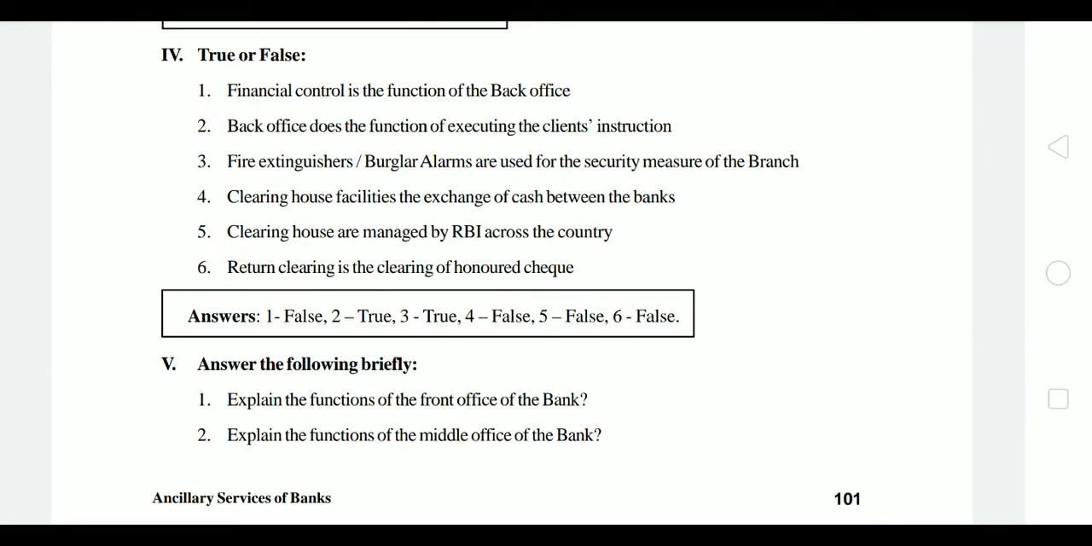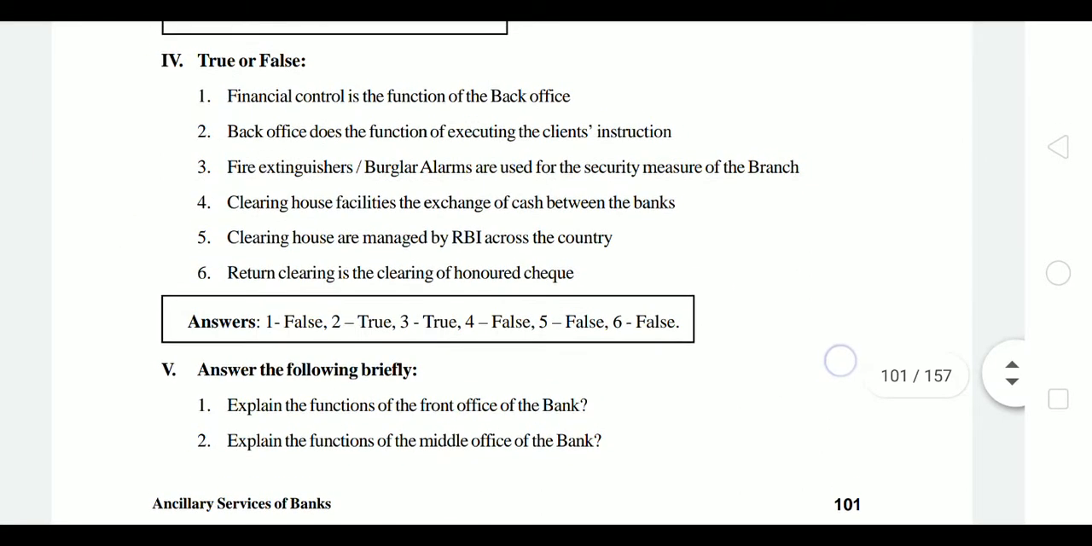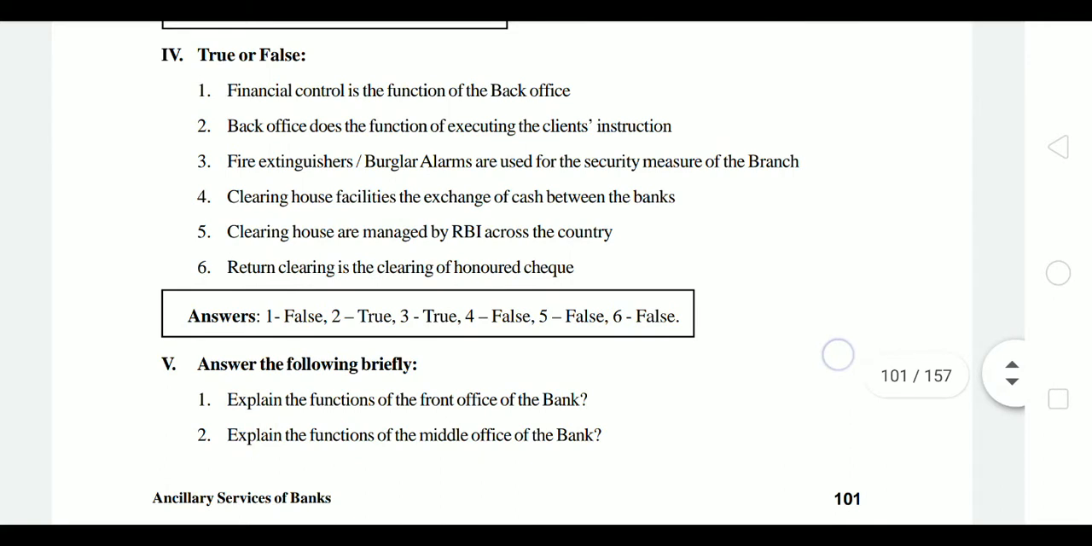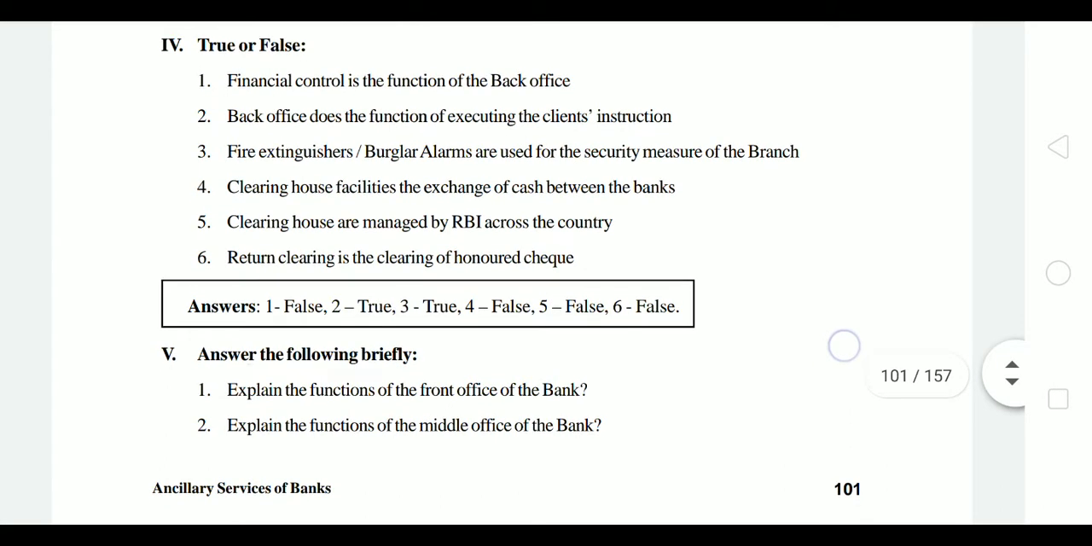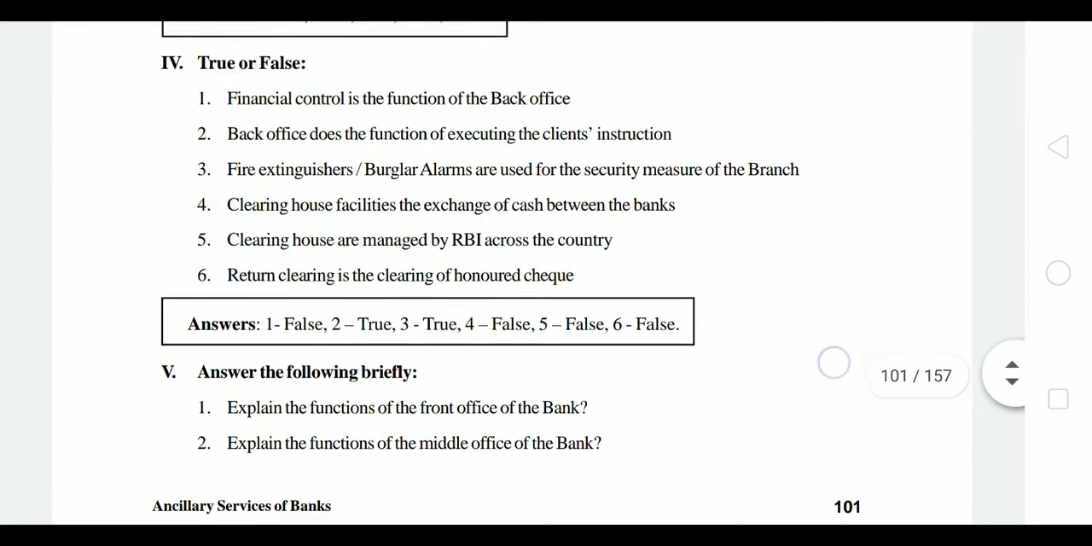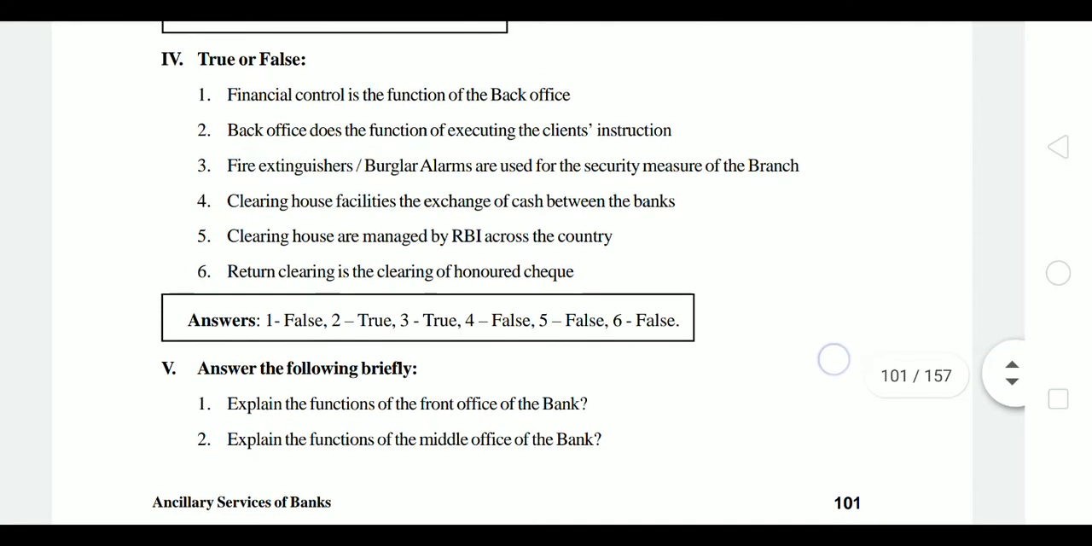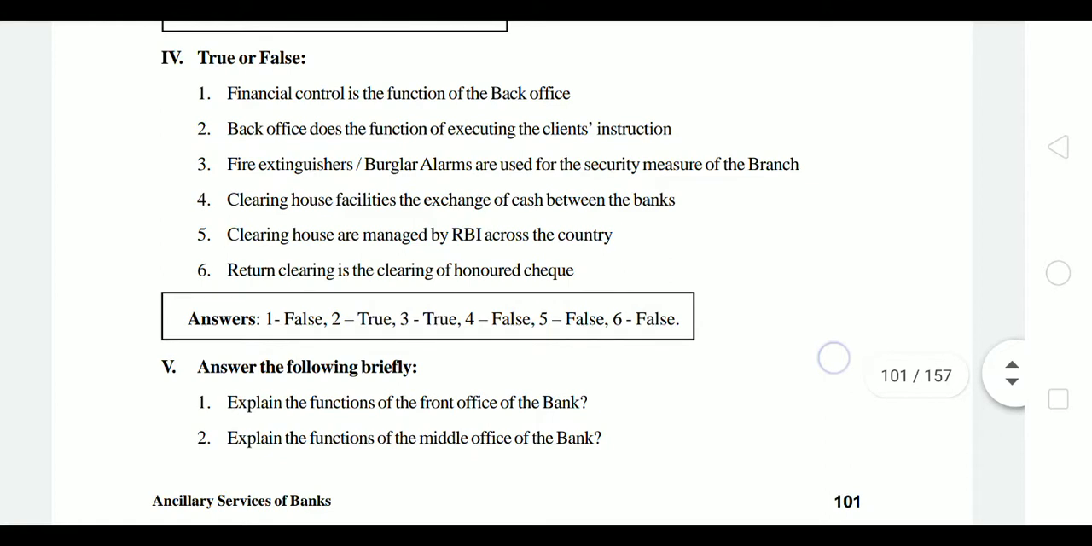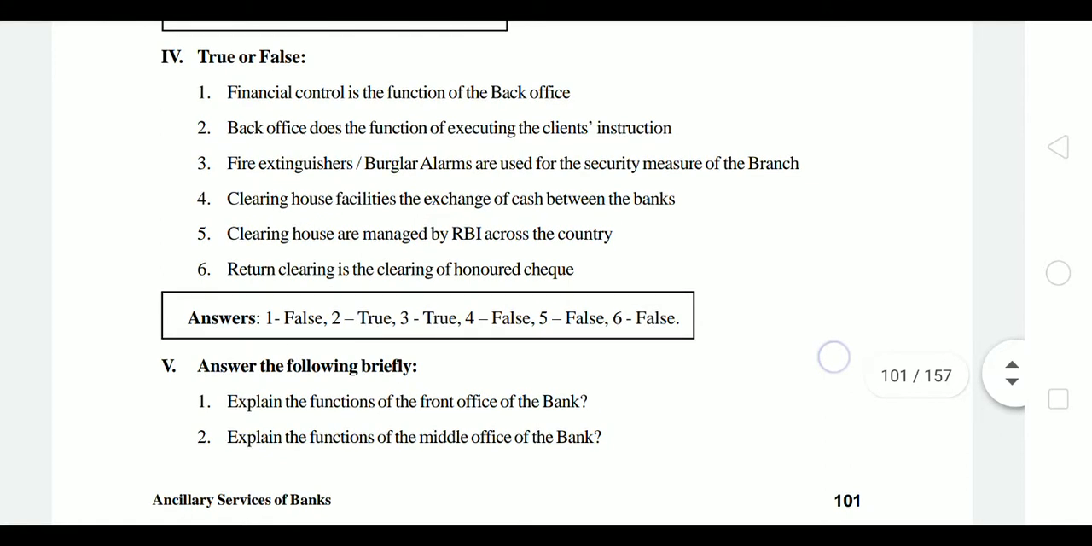This is false. Why? Because financial control is the function of the middle office. Second, the back office does the functioning of executing the client's instructions. Yes, it is true. Whatever instruction is given by the customer is implemented immediately by the back office.